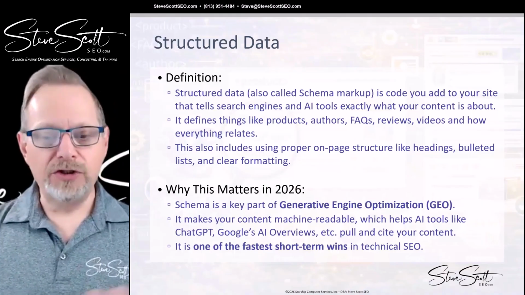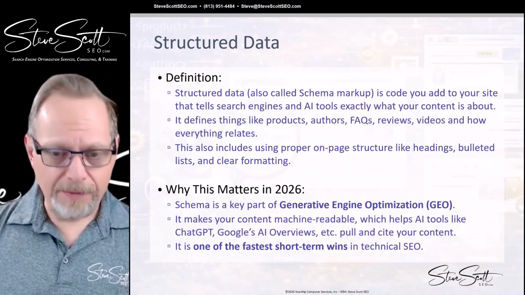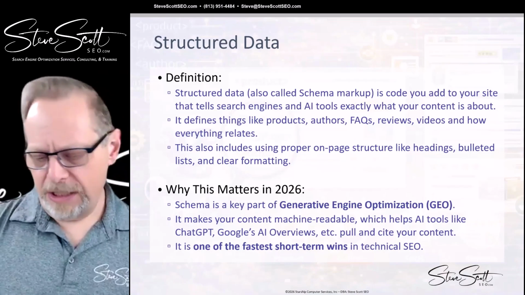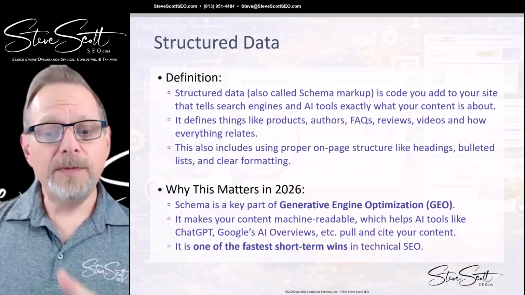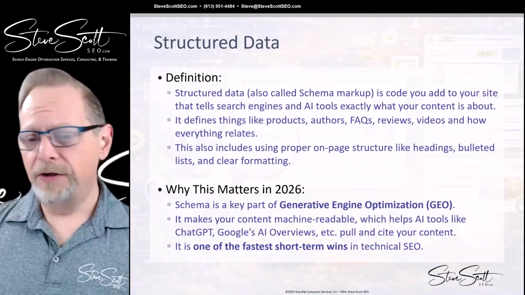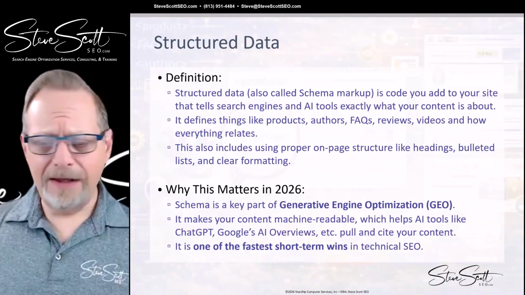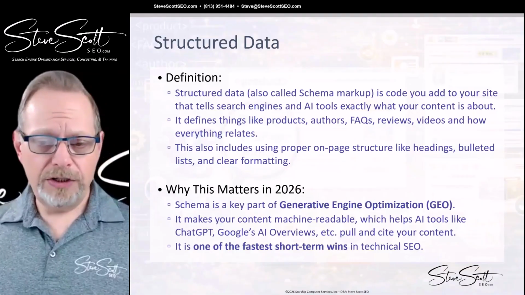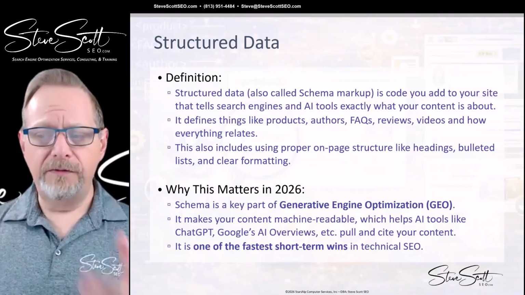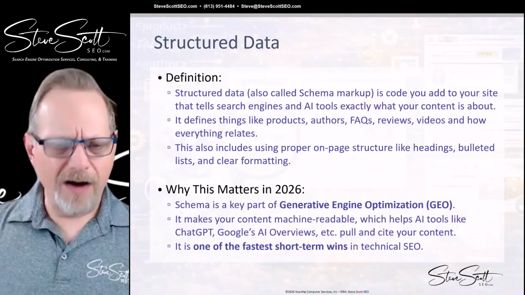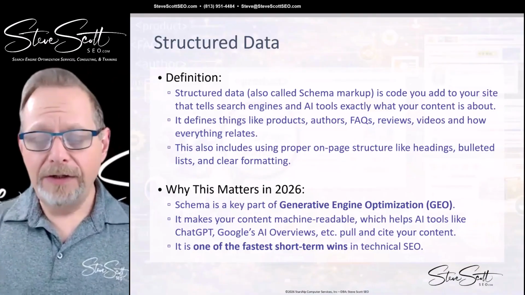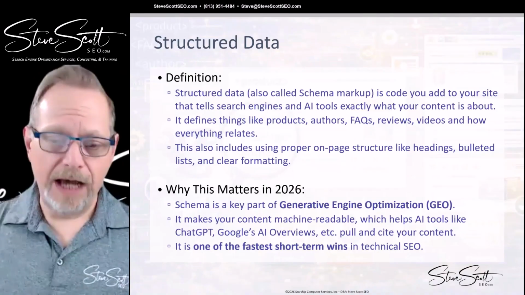It defines things like what your products are. And of course, with products might come the name of the product, the SKU number, the GTIN numbers, the price, a description, all that kind of stuff, right? Information about the author, right? The name of the author, information about that author, FAQs, what question and answer do you have? What about reviews, the videos, like, what's the thumbnail of the video? How long is the video? What's the name of the video? All things like that, and how all of that relates to the information that's on the page.